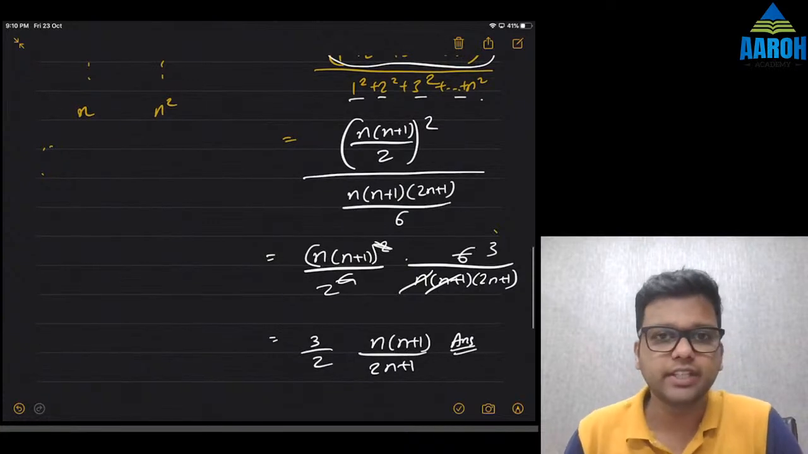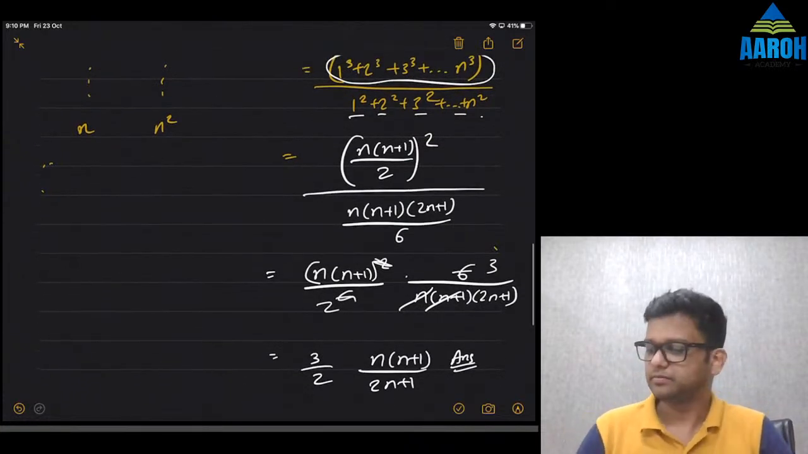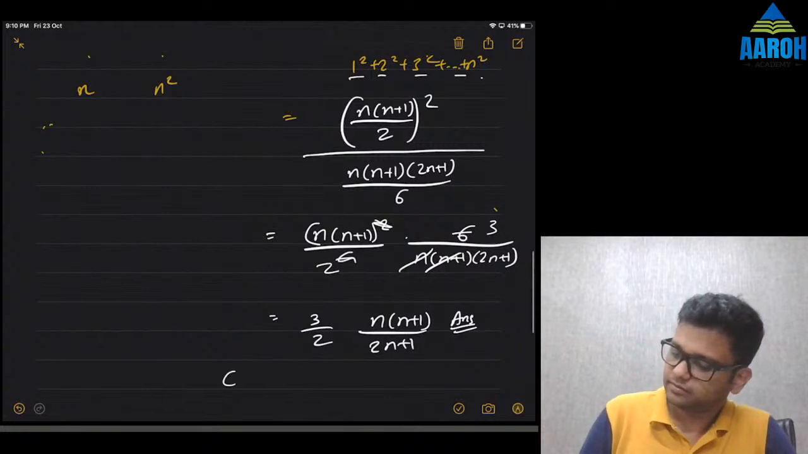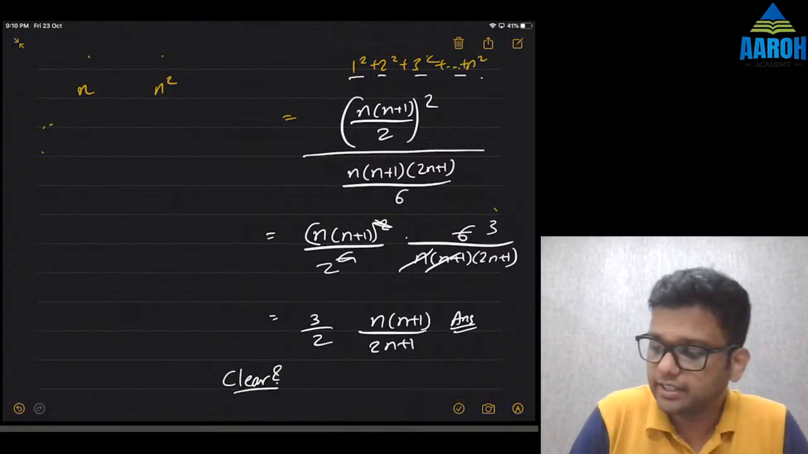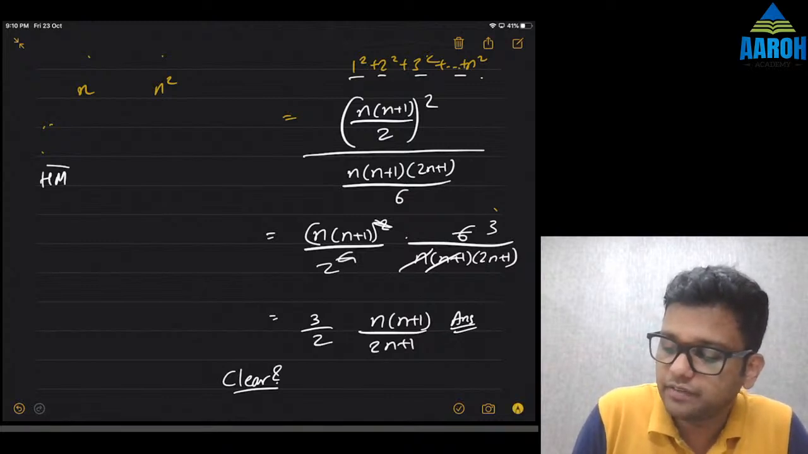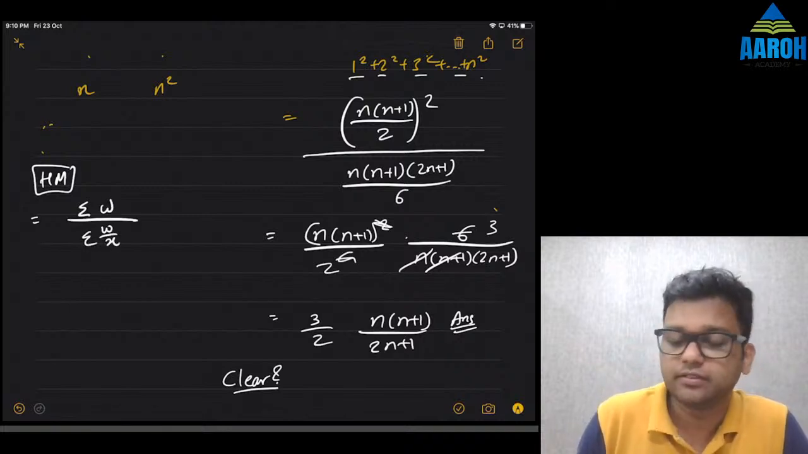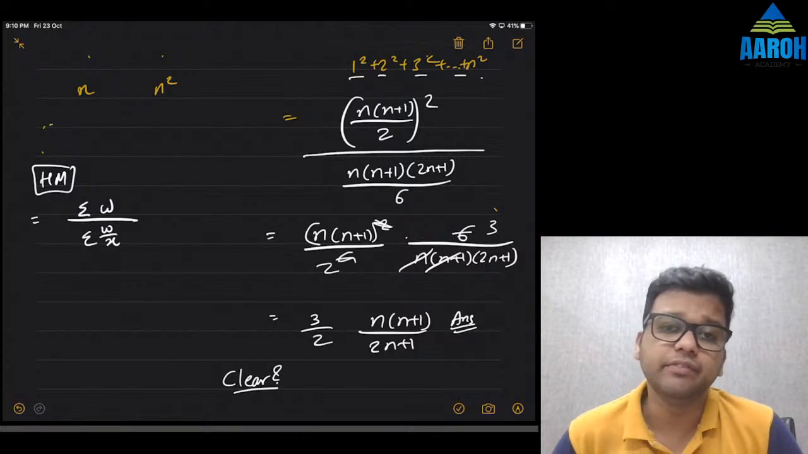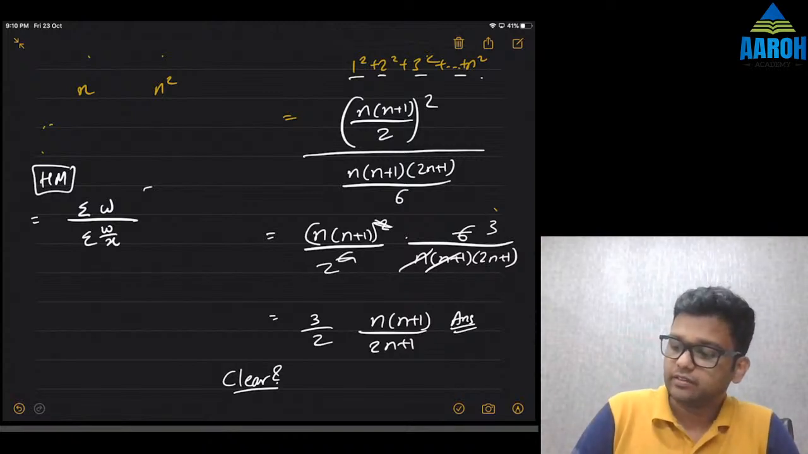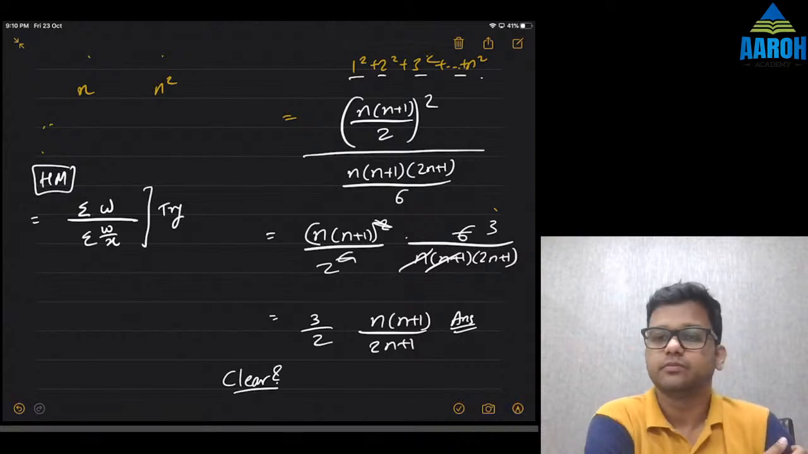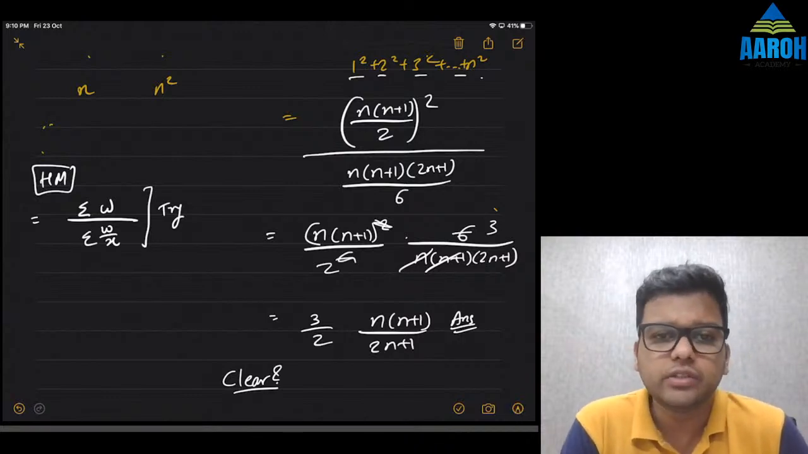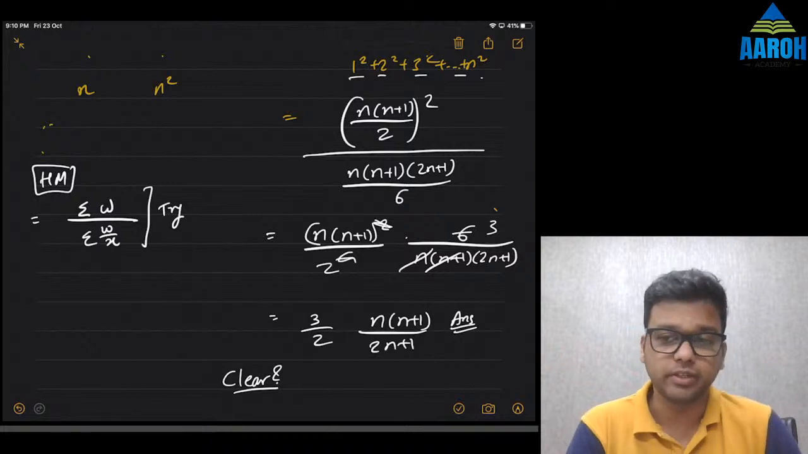Let me know, are you clear with this? If you are clear, then can you try to find HM by yourself? I'll give you some time. Formula of HM is what? Summation W upon summation W by X. Can you try by yourself? Take 2-3 minutes. Try to find harmonic mean.